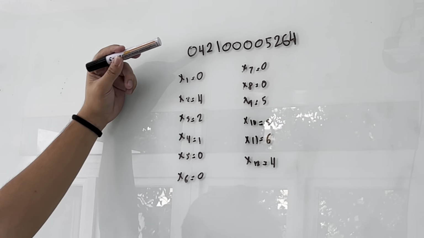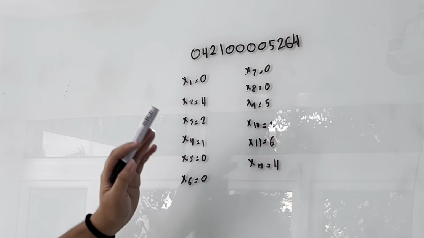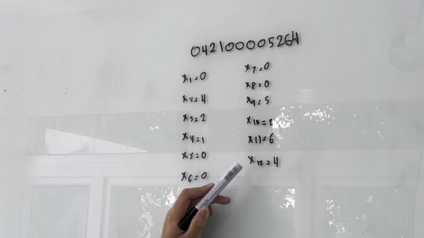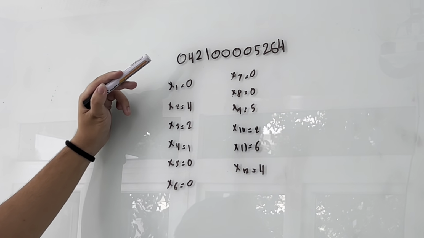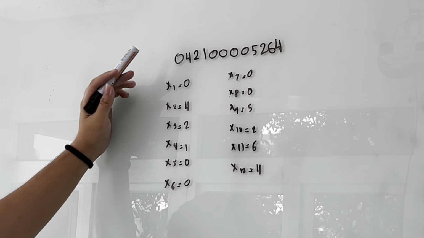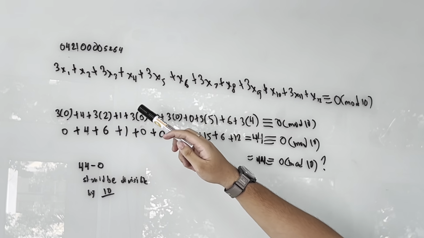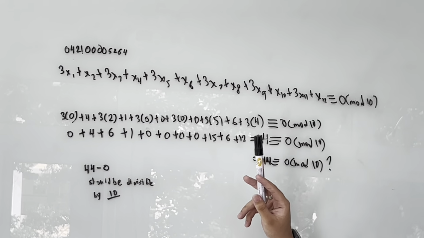As you can see here, our first digit is assigned to X sub 1, and this goes on and so forth up to the last digit, which is 4, assigned as X sub 12 equals 4. So now we are going to move on to the solution to check whether this is valid or not. As you can see here, we have copied our UPC code, and we also have the formula for checking whether a UPC is valid or not.